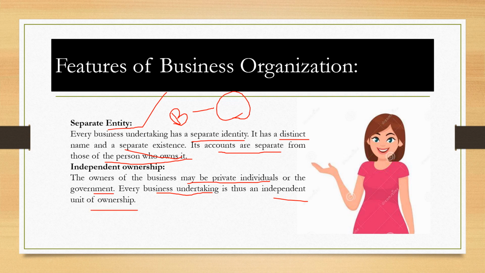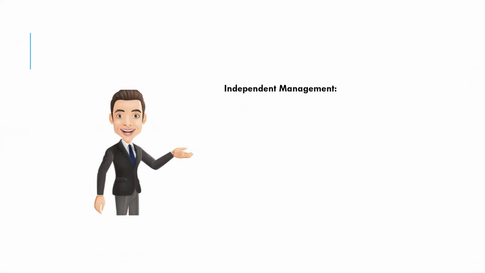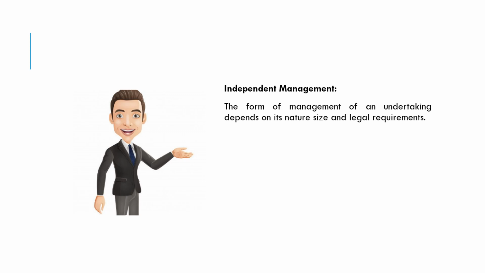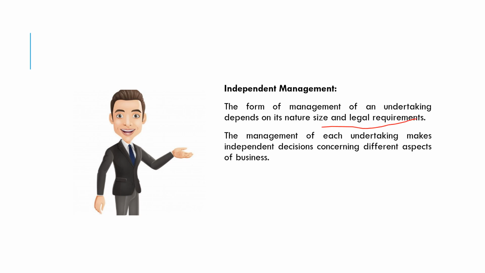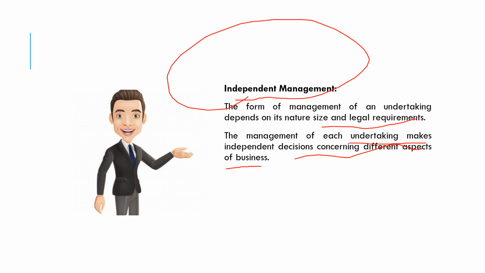Next, the next feature of business organization is independent management. The form of management of an undertaking depends upon nature and legal requirements. Next, the management of each undertaking makes independent decisions concerning different aspects of business. What the management should do? The management should take independent decisions by thinking various aspects of business.